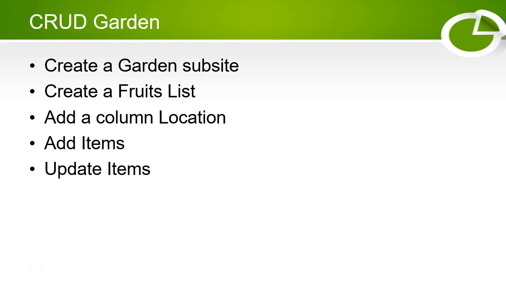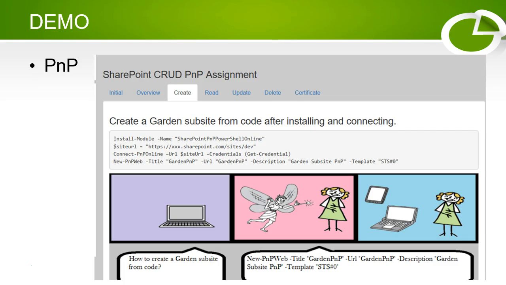For the demo, we will create a simple garden subsite, create a fruits list, add a column location, add some fruits to the fruits list, and update the items.